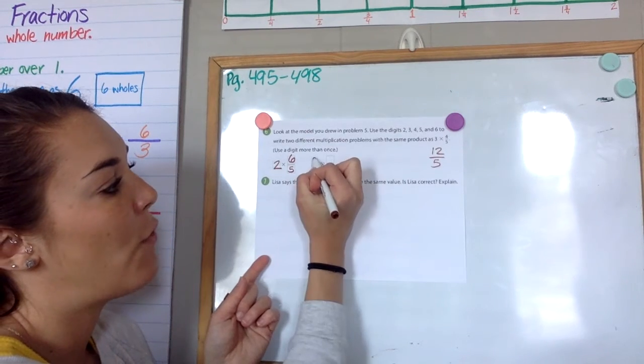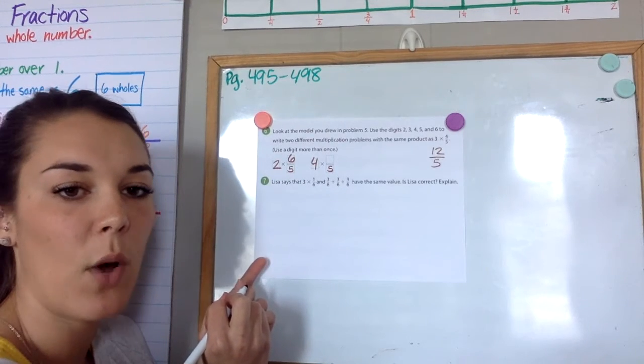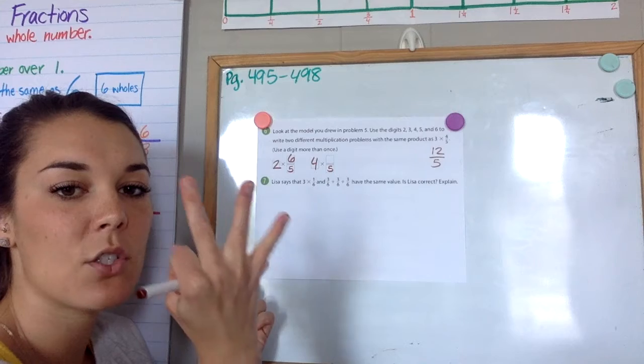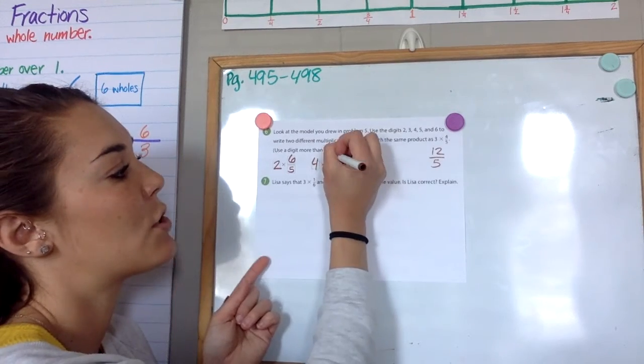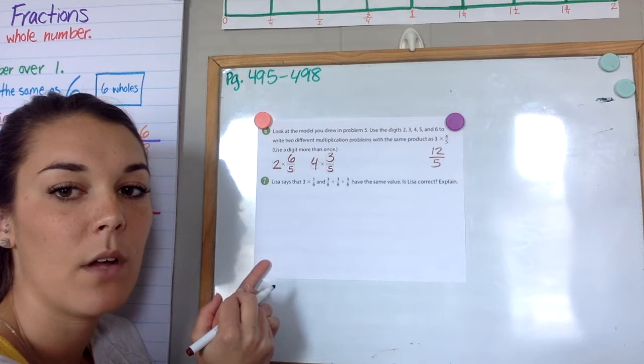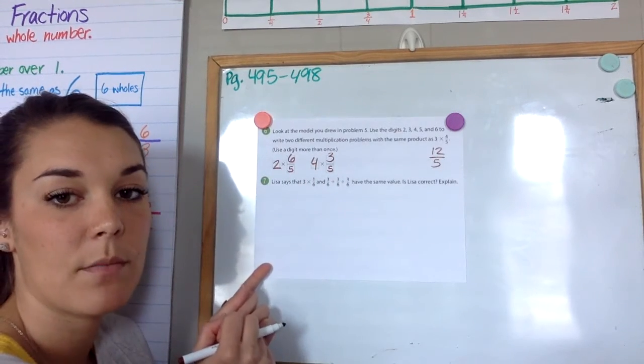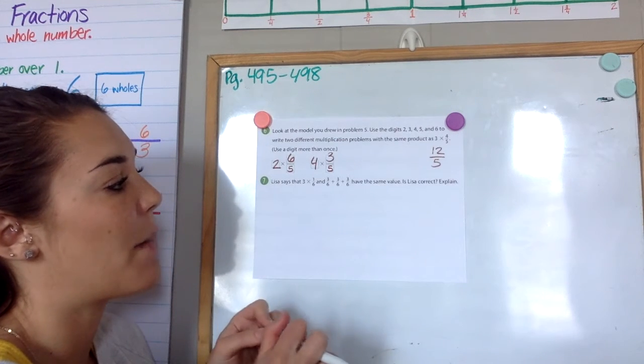Now I need another combination here. How about I put the 4 here? I start with the whole number 4. 4 times what is 12? 4, 8, 12. 4 times 3 is 12. Okay? That's another combo. These both equal 12/5. That's the point of this. Okay. Number 7, we're just going to talk about it.